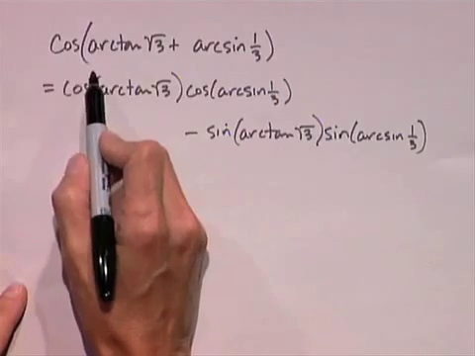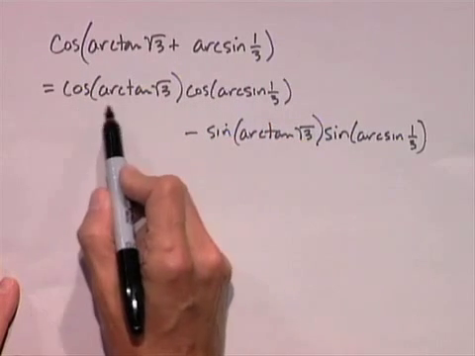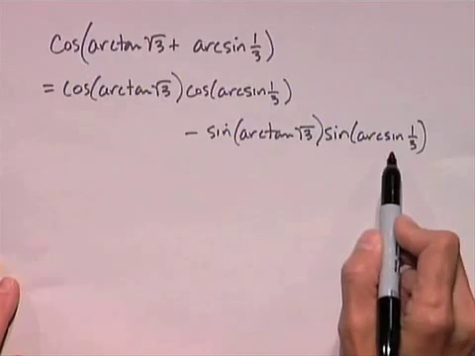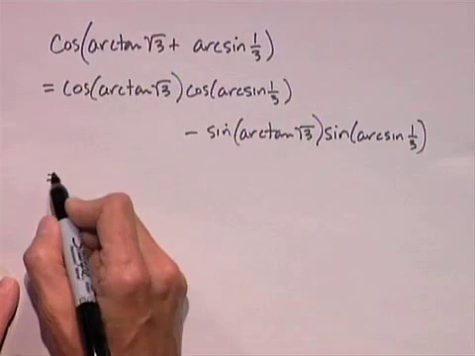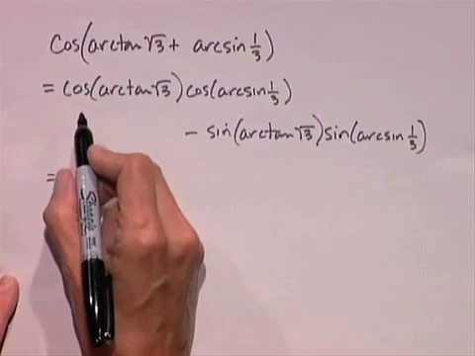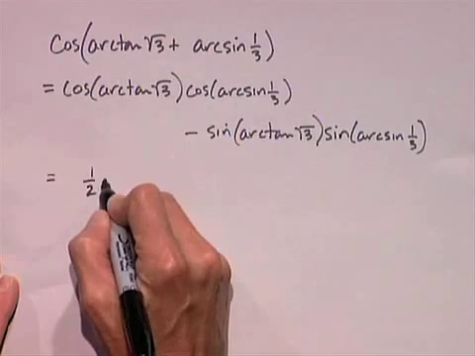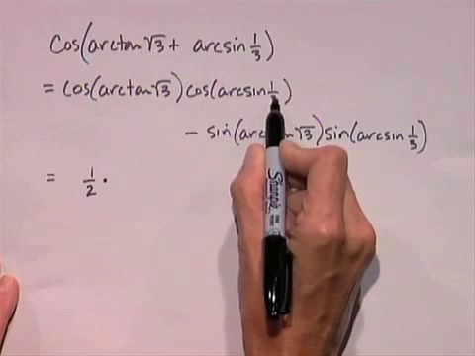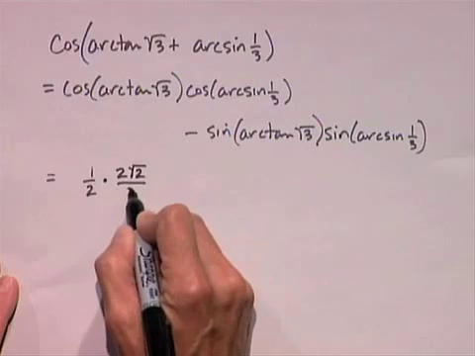So continuing, we need to take those values and put them into our expression, and here it is. We're looking for the cosine of the arctan square root 3 plus the arcsine of 1/3. Using the cosine sum identity, we found it's equal to this. And now I'm going to fill in the values that we just determined. And you could look back at them on your own if you need to. The cosine of arctan square root 3 is 1/2. The cosine of arcsine of 1/3 is 2 square roots of 2 over 3.